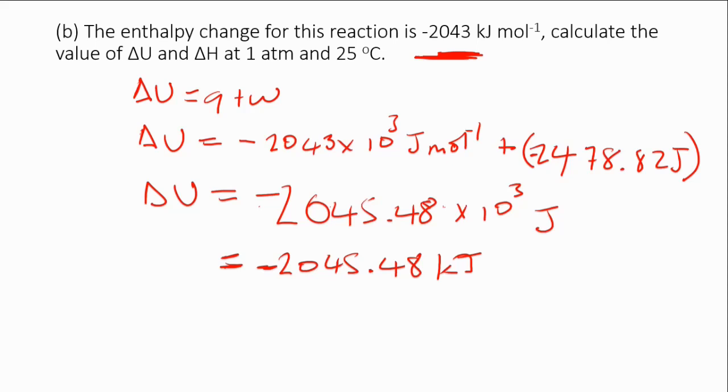I'm not saying that the work is not important. What I'm saying is, out of these two factors, Q is more influential. Q controls or has a greater say in the size of the internal energy change than the work. Okay? So the work component is generally small compared to Q.